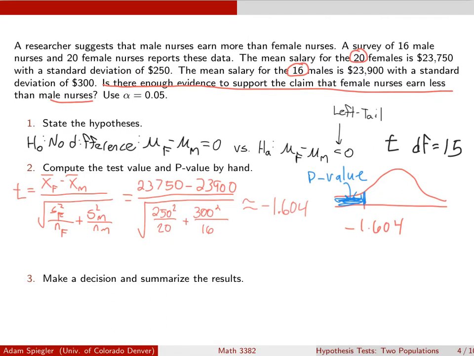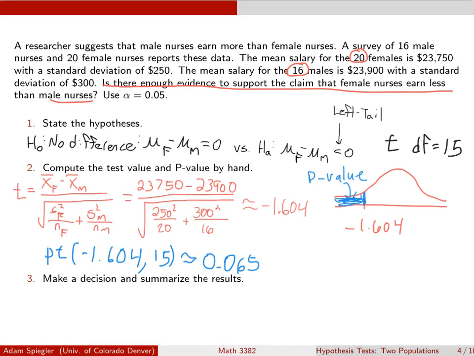So that calculation, we can either use a table, a t-distribution table, and look across the row corresponding to 15 degrees of freedom. If we want to use R, then the function we would use is the pt function. And first we would enter our value of minus 1.604. And then we need to enter the degrees of freedom, which in this case, again, was 15. And checking this output from R, this is approximately 0.065.